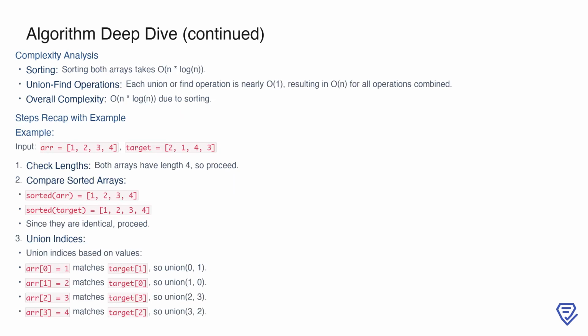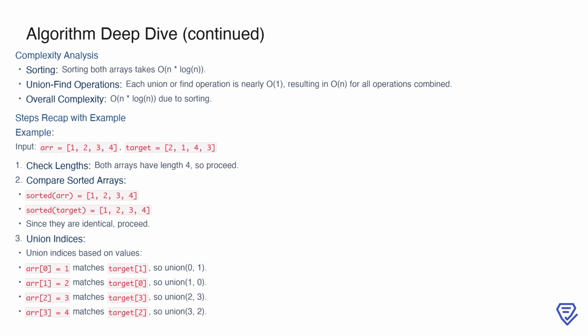Now, let's examine the complexity of this approach. Sorting both arrays takes n log n time due to the sorting step. The union-find operations, including unions and finds, are nearly constant time per operation, so processing all indices results in n time. Therefore, the overall complexity of the algorithm is dominated by the sorting step, which is n log n.